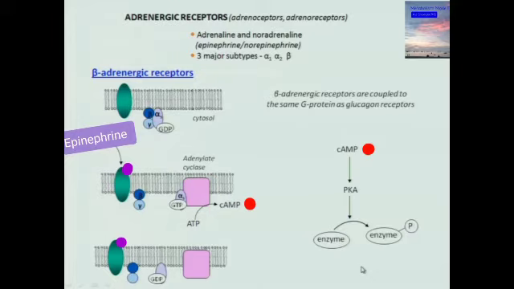Means it stimulates the enzyme adenylate cyclase, which produces the second messenger, cyclic AMP. Okay? So cyclic AMP then can do a couple of things. Well, at least one thing, which is activate a protein kinase A.